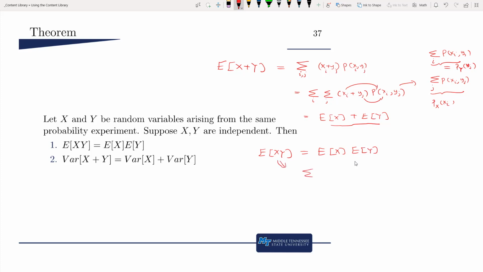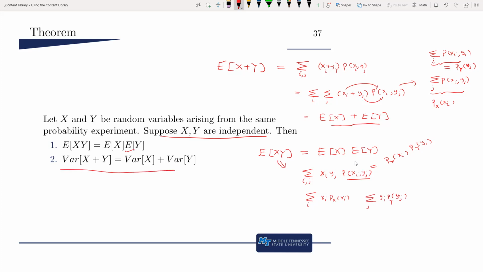You can see this is going to be what? You can write x_i y_j times p(x_i, y_j). But since they are independent, remember we are now assuming independence, this is going to be the probability of X equals x_i times the probability of Y equals y_j. So once you have that, then you can break it apart, and you can prove this result.